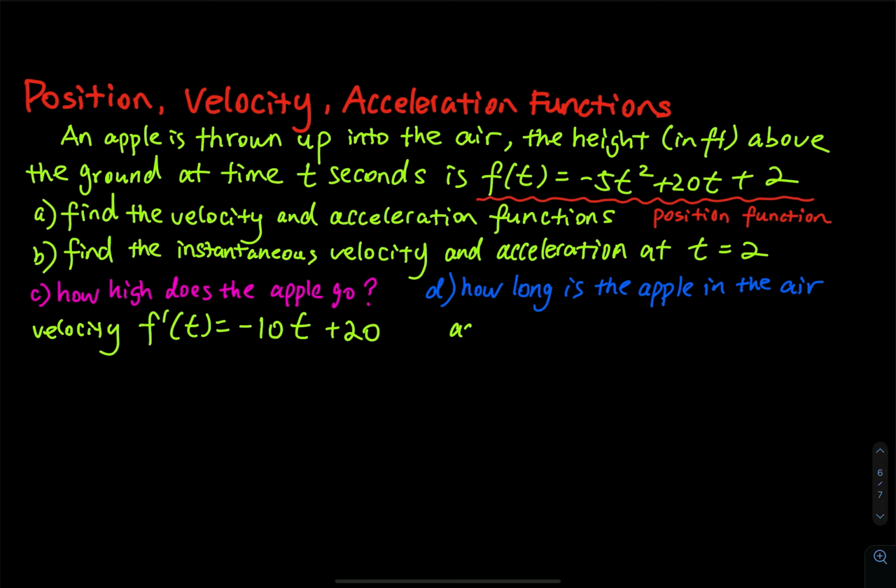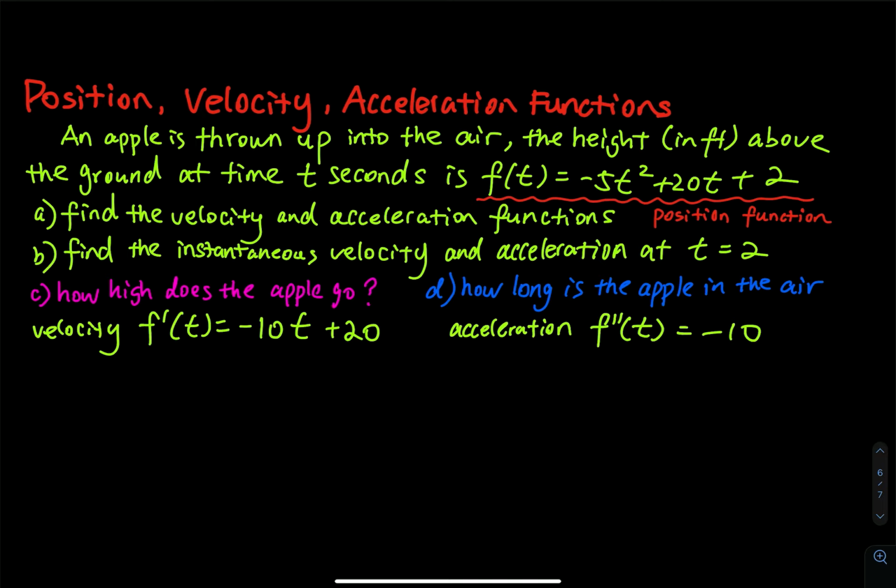And then acceleration is the second derivative of the position function. So you would take the derivative based on the first derivative, right? So the derivative of f prime of t is equal to negative 10. So that answers question A.